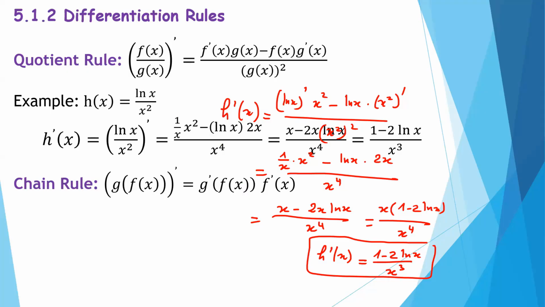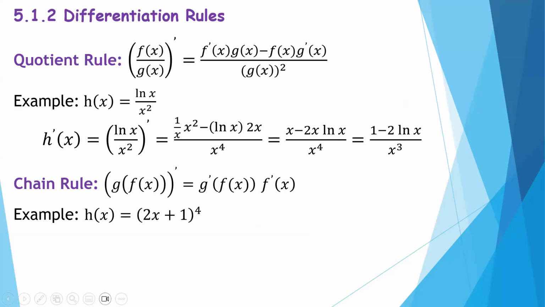Finally, the last very important formula is the chain rule. If you have a composition of two functions, g of f of x, the derivative is g prime evaluated at f, times f prime. This is called the chain rule. Very important formula.